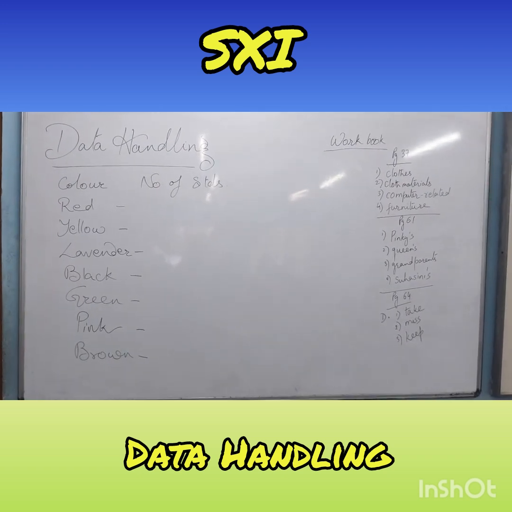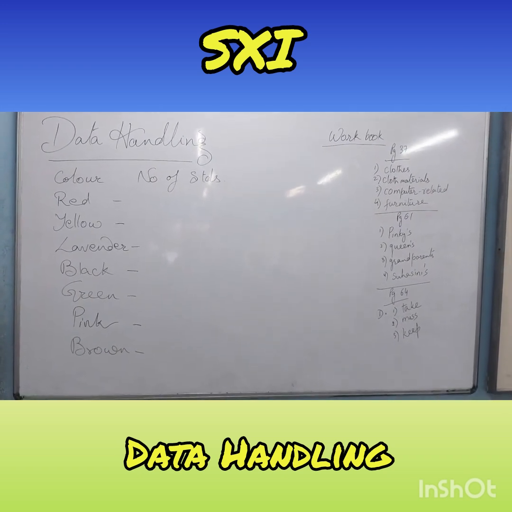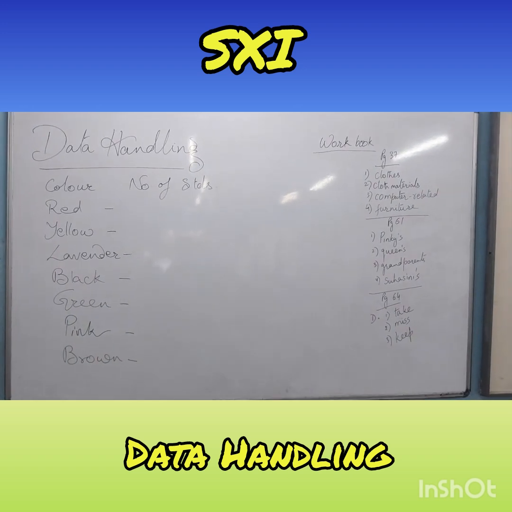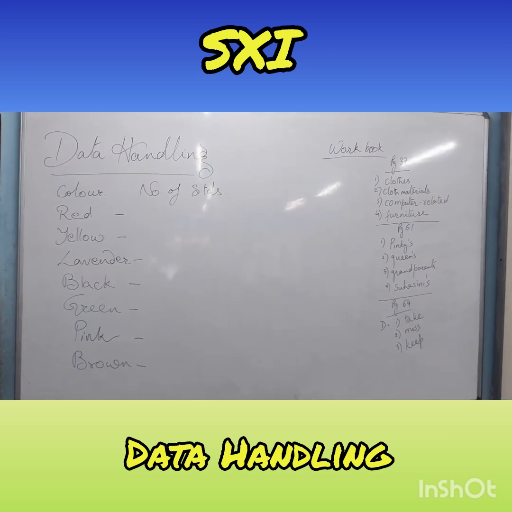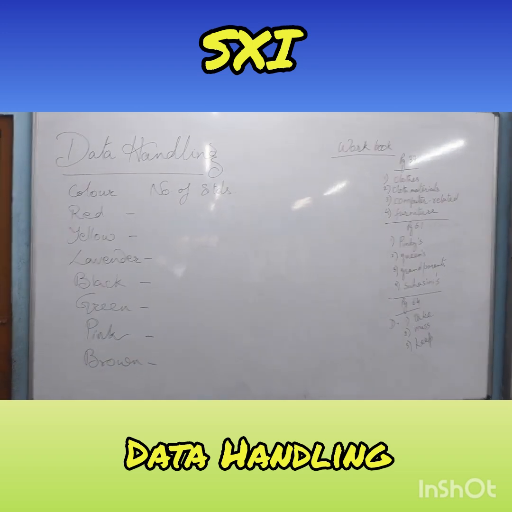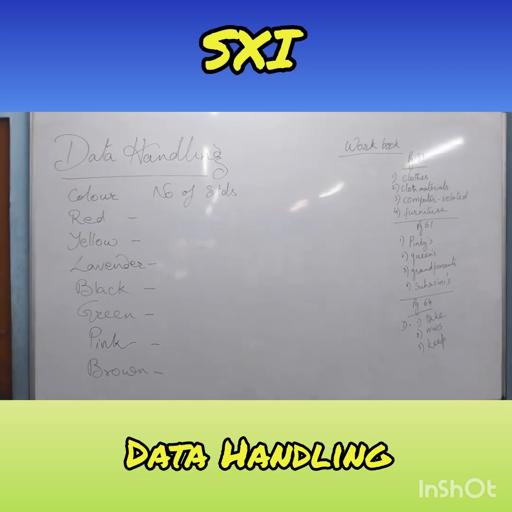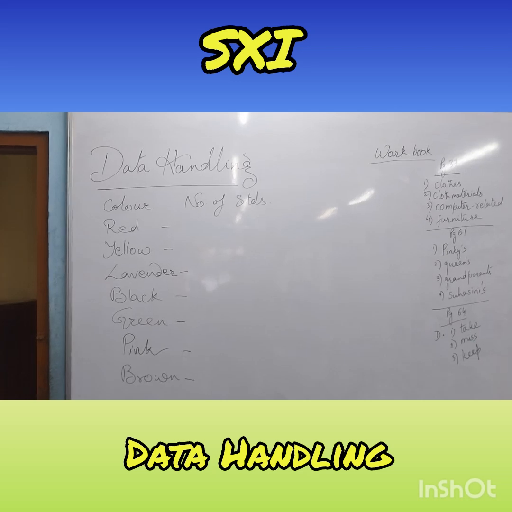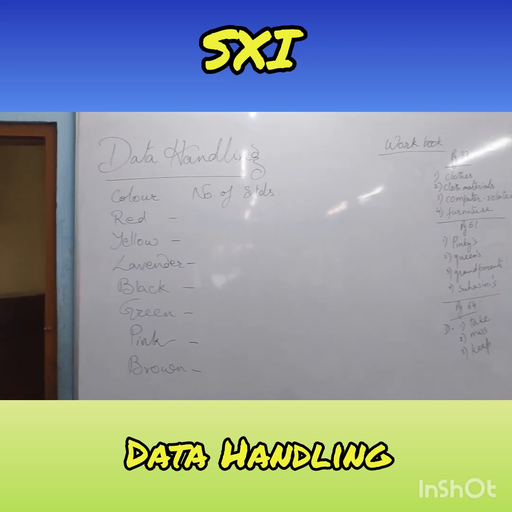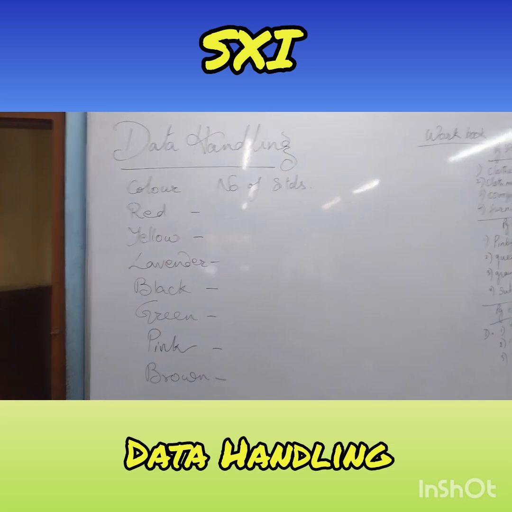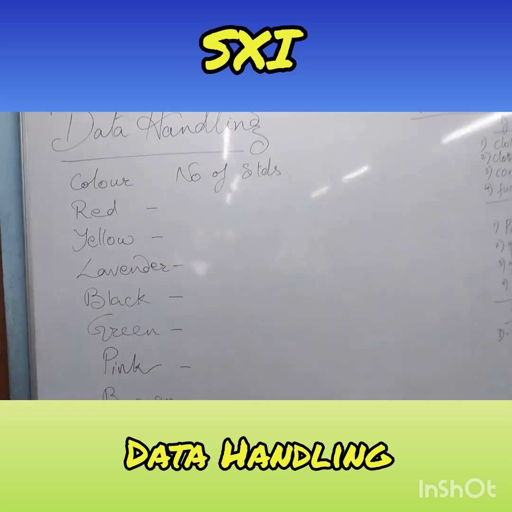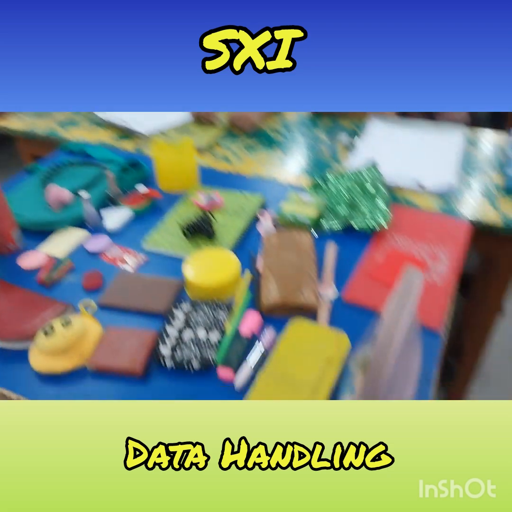On one side, the left hand side, all the colors of the objects that you are going to collect: red, yellow, lavender. And how many students have collected red color objects, yellow color objects, black color, we are going to write on our right hand side. In this way, we are going to collect our data from our classroom.